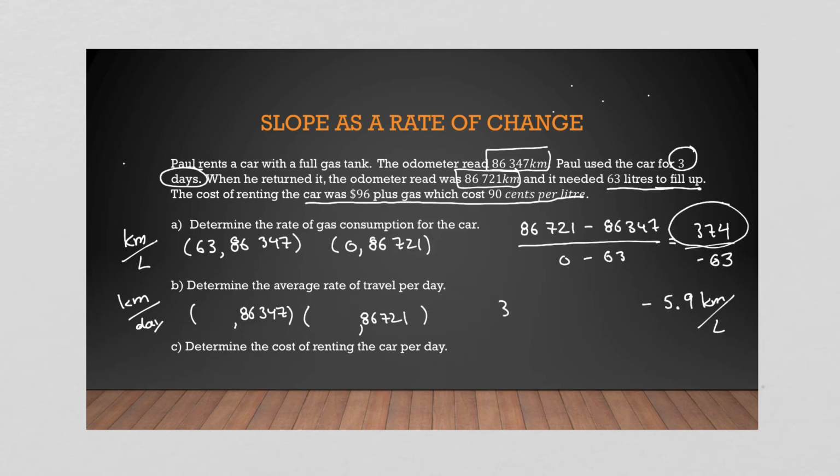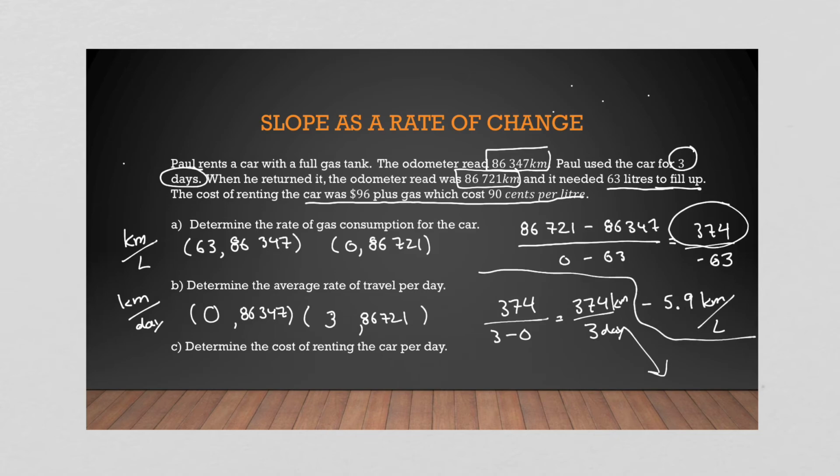We still have 374. We know that's going to be the difference between our odometer. But in this case, it just means I started at 0 days and I finished at 3 days. So it's 3 minus 0, which gives us 374 over 3. And that simplifies. I'll just draw it down here. And you can see your units here. We have kilometers and days. This bit belongs to this bit. So 374 divided by 3, and we're going to round to 125 kilometers per day. So you get your average rate of travel, distance per day.